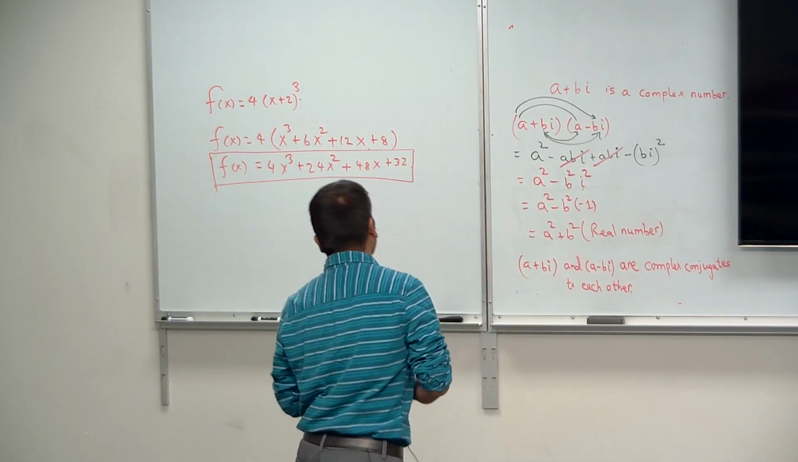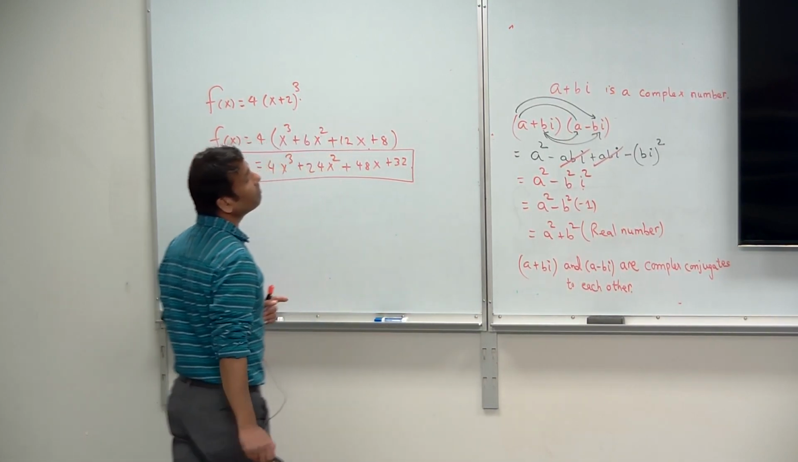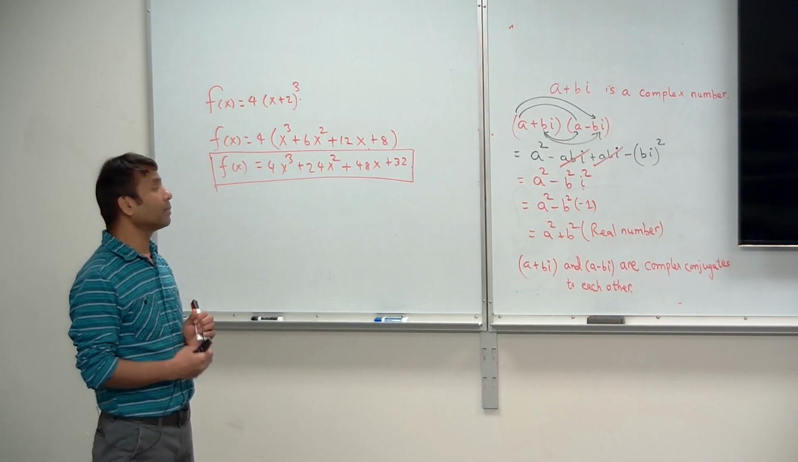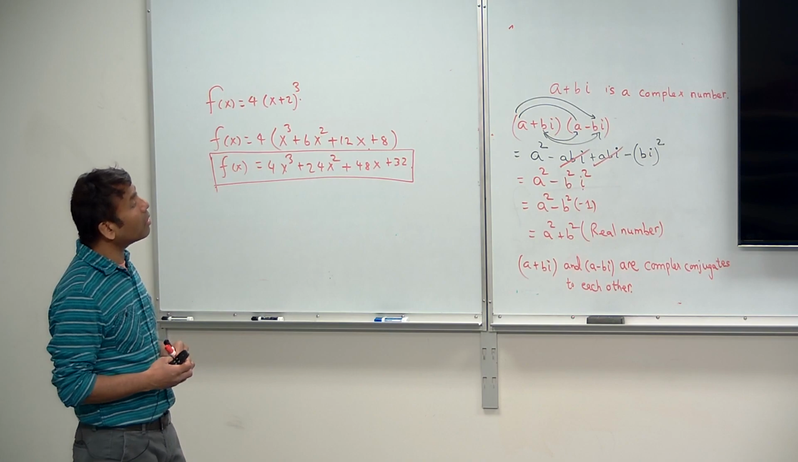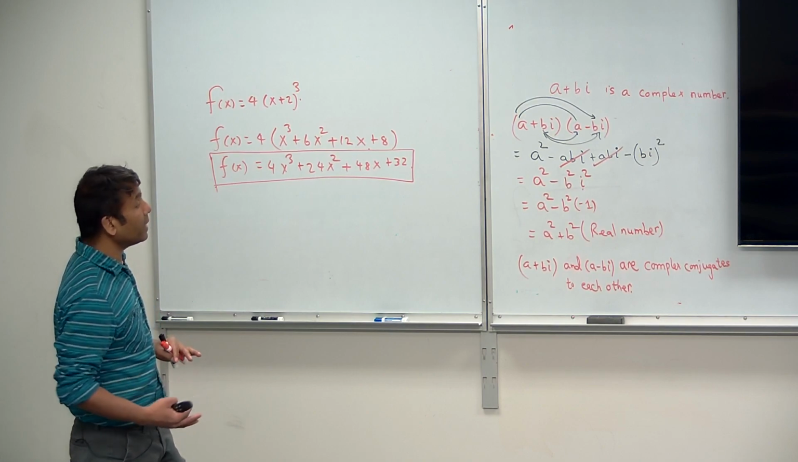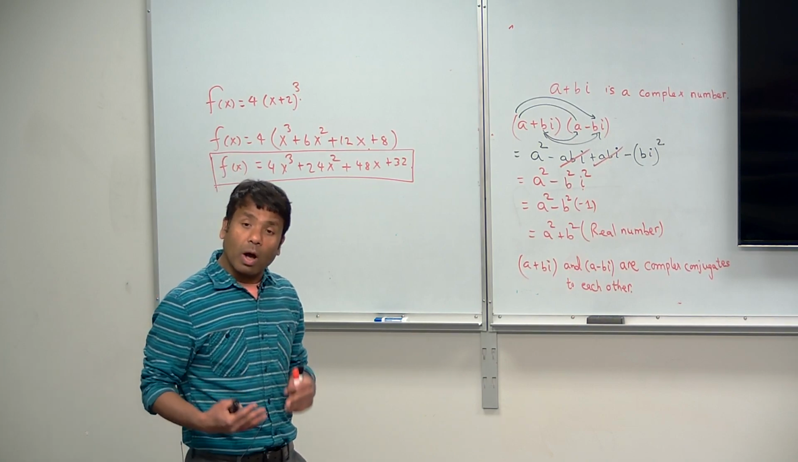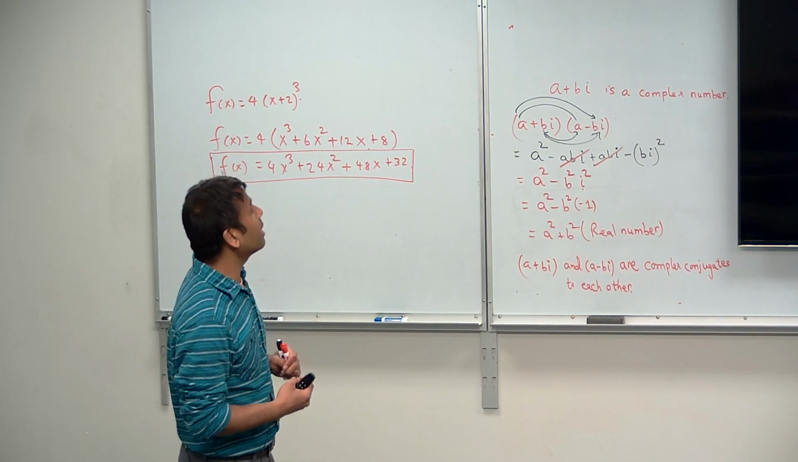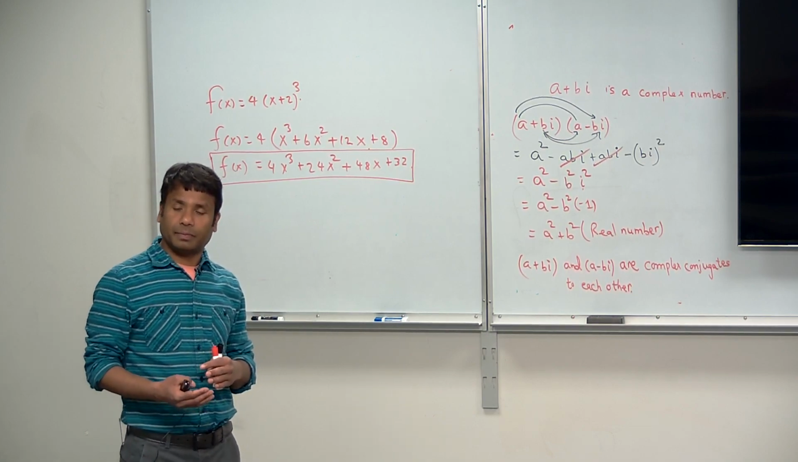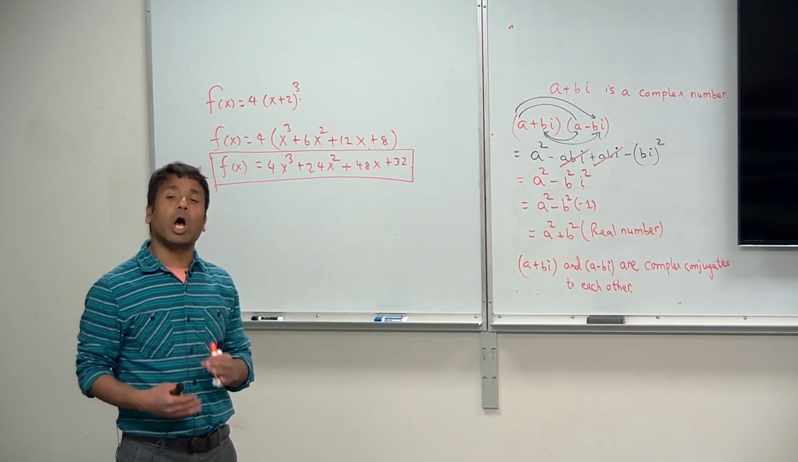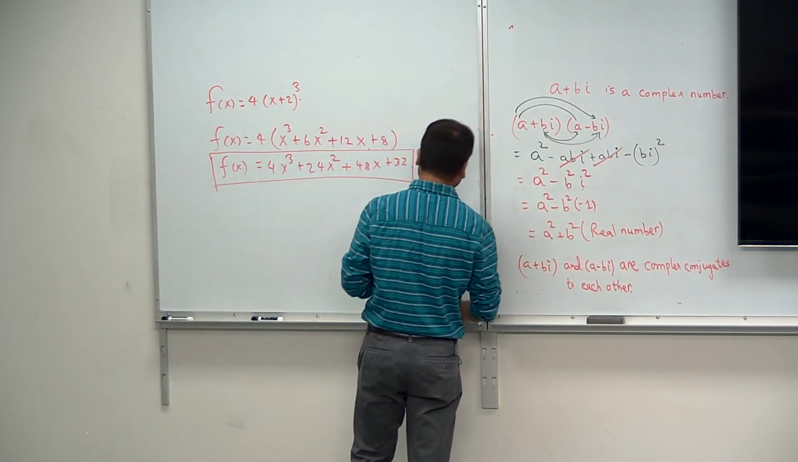Yeah. So now if you look here, this is what I am talking about. If f of x defines a polynomial function having only real coefficients and a plus bi is a zero of f of x, then its complex conjugate, a minus bi, is also a zero of f of x. Are you with me?